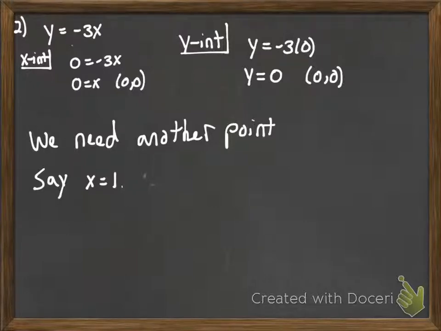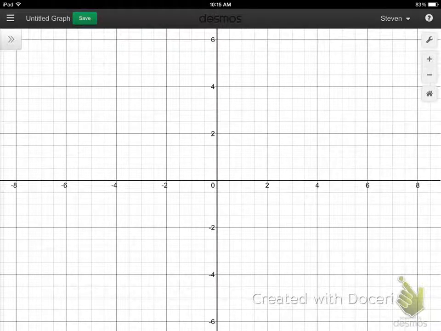Since the equation was solved for y, I chose here to say, well, let's let x be 1. What would y be? Well, y is negative 3. And so we do have a second point, (1, -3). So at this point we have our point (0, 0) and our point (1, -3). So we can now go to our graph and plot those 2 points.